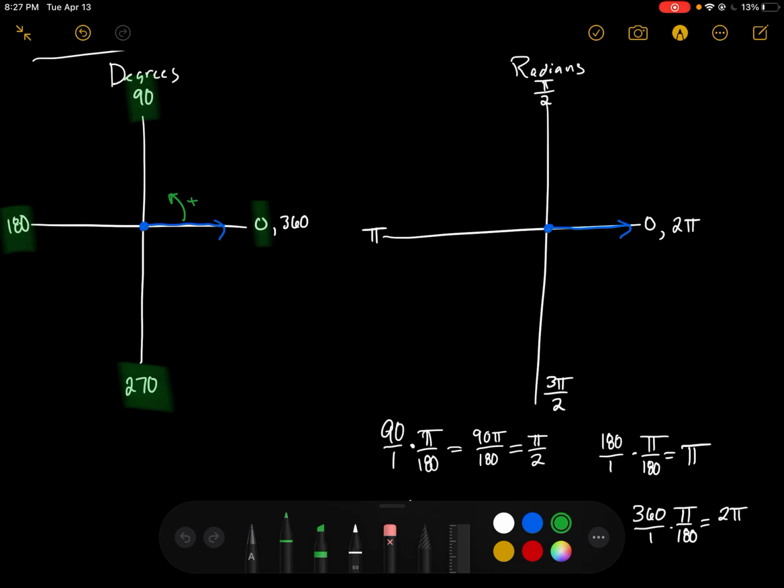Now, a few things to note and remember. This is still for both our initial side. We see our positive direction in green, and we'll see our negative direction in red.